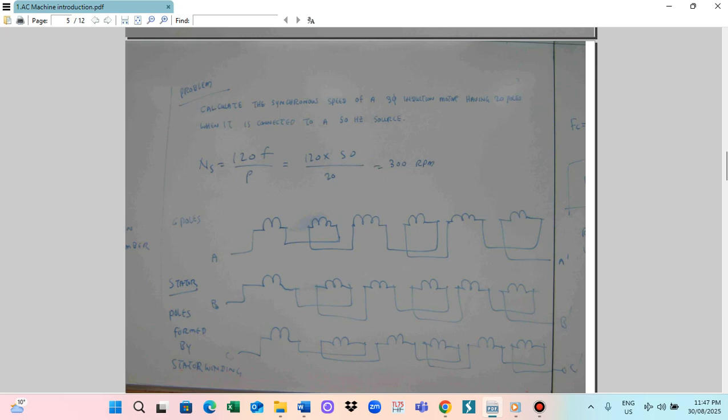That's equal to 120 F divided by P. So we substitute here 120, frequency is 50, and number of poles is 20. So this gives 300 RPM. So the speed of the machine is 300 RPM.